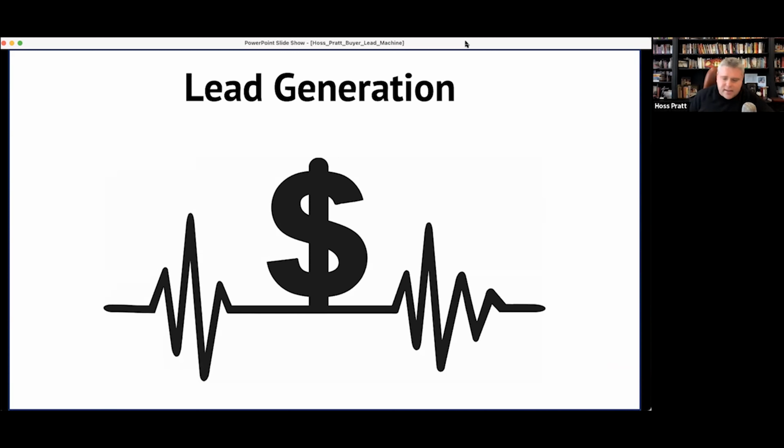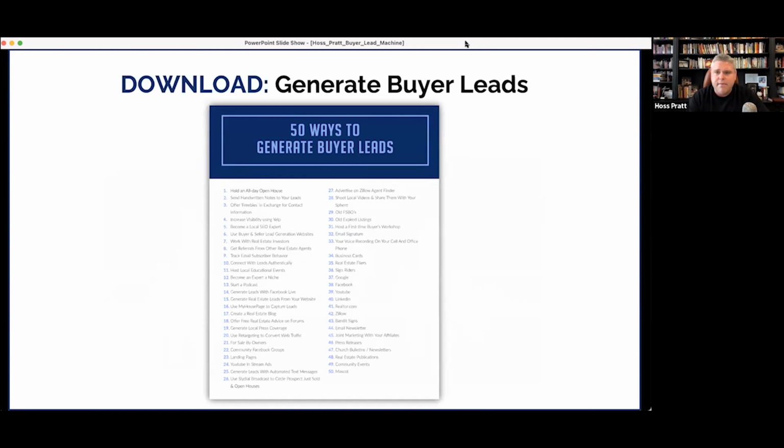So with that, we got to realize lead generation is the name of the game. The more you can look at yourself as a lead generator, lead converter, the more success you're going to have. I mean, real estate, the backbone of it is in lead generation. So we need systems, processes that generate and convert leads. And today you're going to get the buyer generation. And I'm going to give you a download.